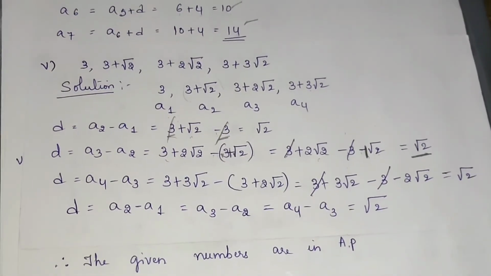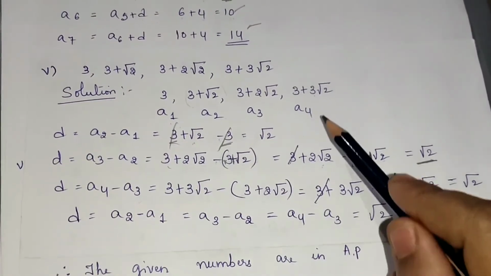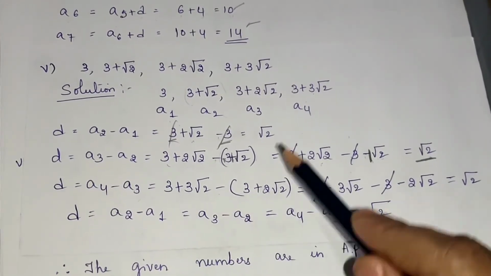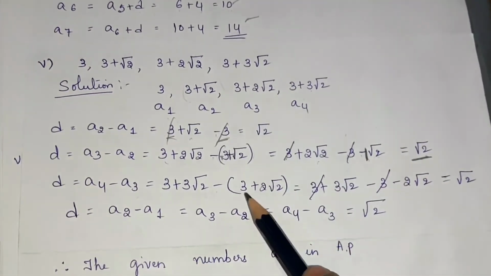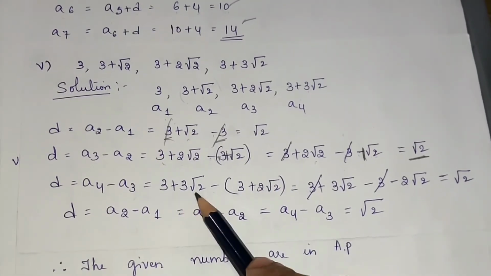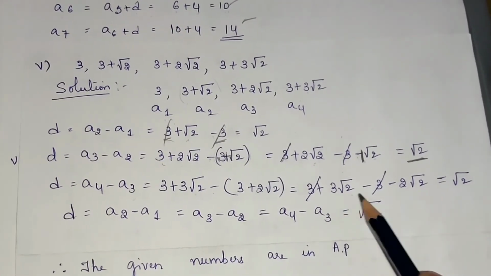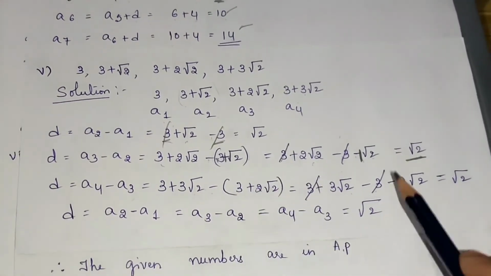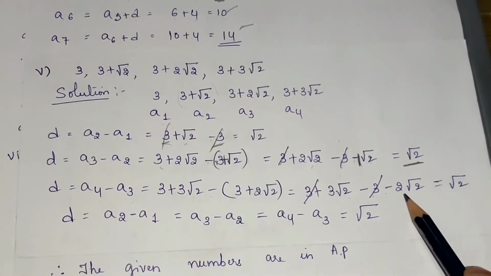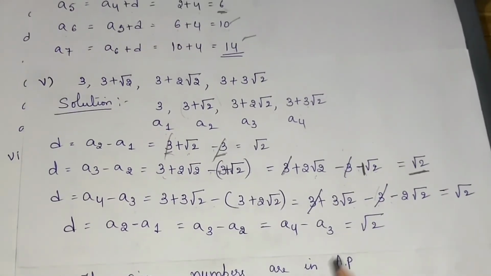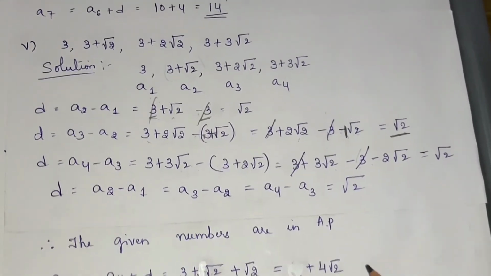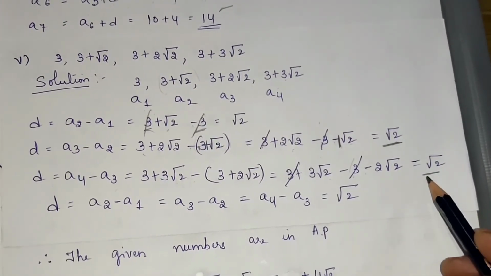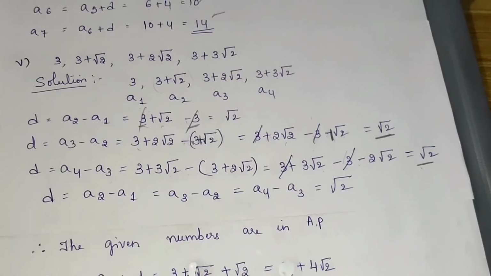Take one more common difference by taking A4 minus A3. Here A4 is 3 plus 3 root 2 minus the third term, which is 3 plus 2 root 2. Write it in a bracket. Write the term as it is, 3 plus 3 root 2. Here remove the bracket, plus into minus is minus 3. Plus into minus is again minus 2 root 2. Plus 3 minus 3 get cancelled. Here from 3 root 2, if you subtract 2 root 2, you will get root 2 again. Observe the common difference, it is the same throughout, that is root 2.